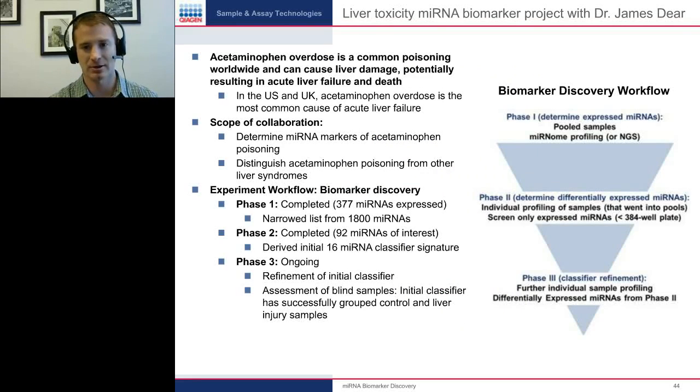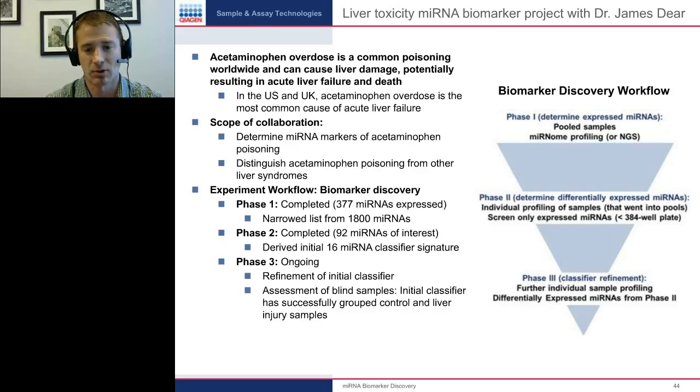So let's now discuss the case example that we want to go over today. This was a liver toxicity microRNA biomarker project with Dr. James Deere from Edinburgh University, and it revolved around acetaminophen overdose. Acetaminophen overdose is a common poisoning worldwide and can potentially result in acute liver failure and death. The scope of the collaboration was to determine microRNA markers of acetaminophen poisoning and also to distinguish acetaminophen poisoning from other liver syndromes.